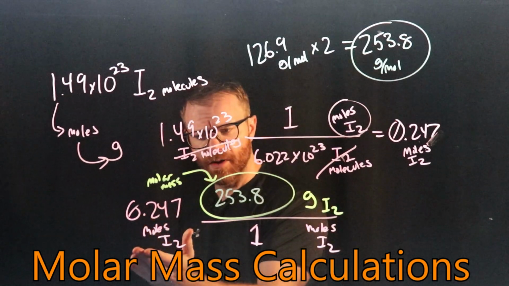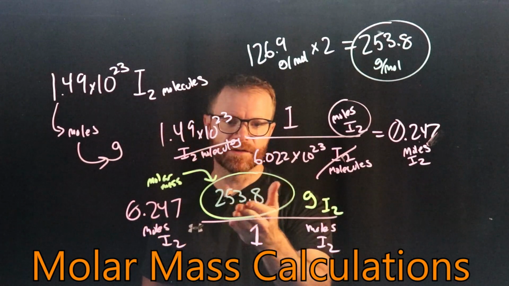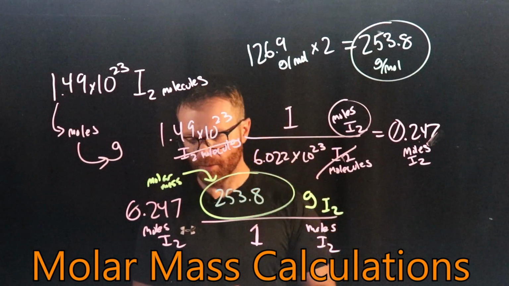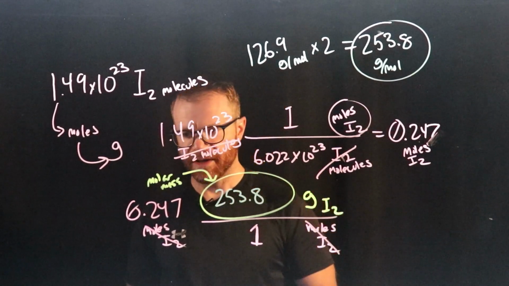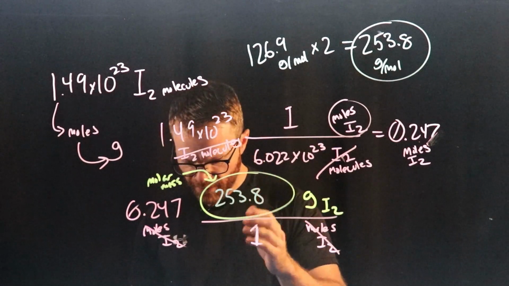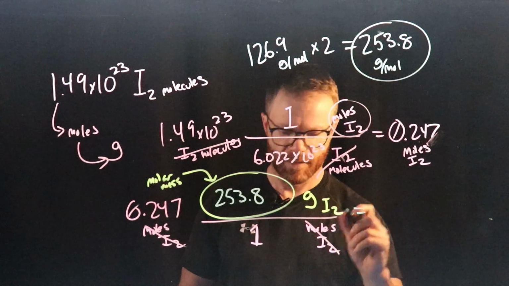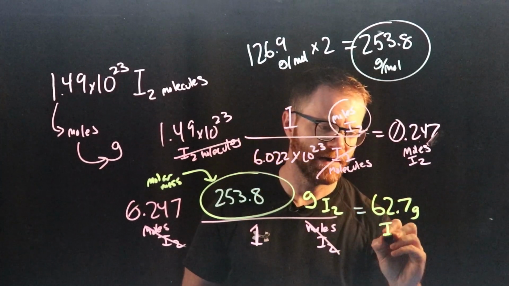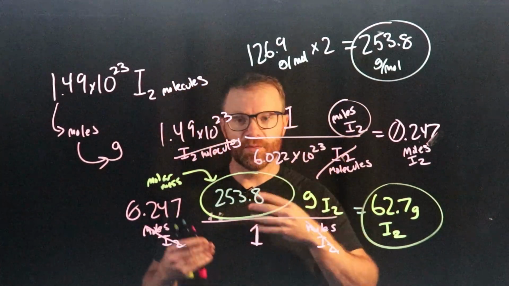And so we're just going to take our number of moles, 0.247, multiply it by the molar mass, 253.8, divide it by 1, which means you don't have to do anything. Moles of iodine are going to cancel with moles of iodine, and we're going to be left with grams of iodine. So 0.247 times 253.8 gives us 62.7 grams of I2. And that's how you solve a problem like that.